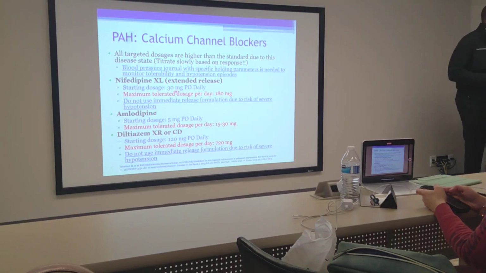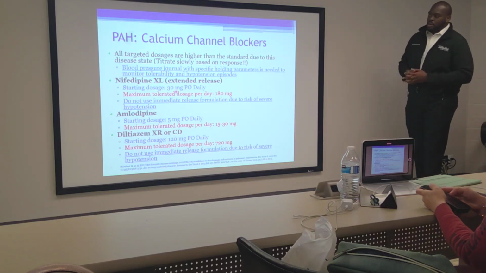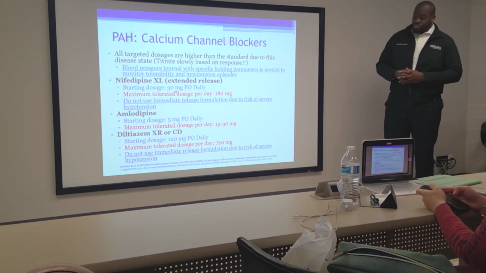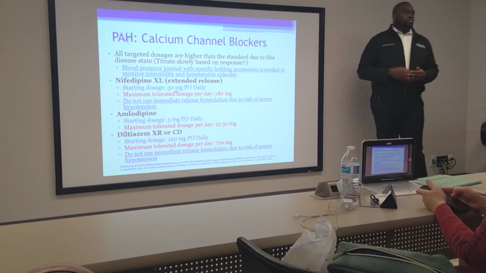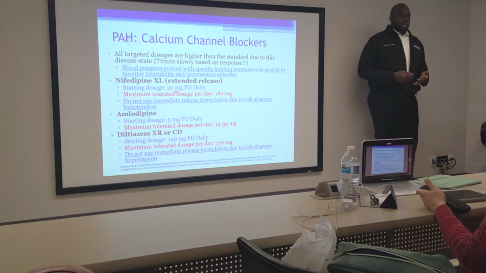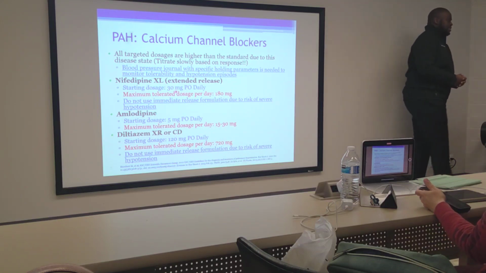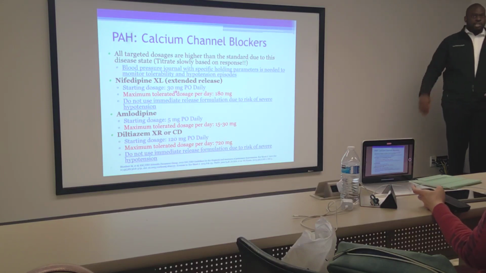So amphetamine extended release, the starting dose is 30 milligrams once a day. The maximum tolerated dose per day, which is where we want to get it to if we can, is 180 milligrams. Note that we do not use the immediate release formulas due to the risk of severe hypotension, because they work extremely fast, and that's a quick trip back to the hospital when I raise it.